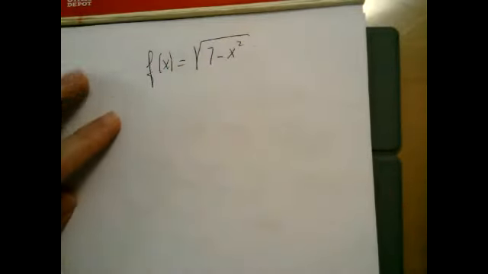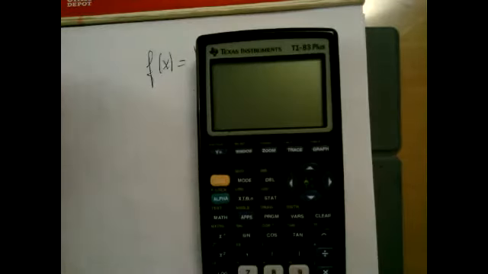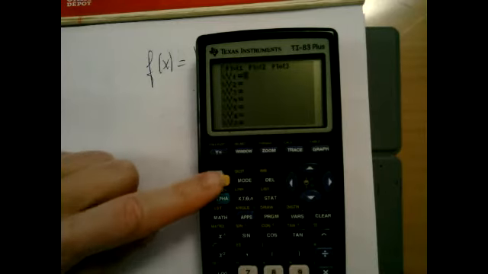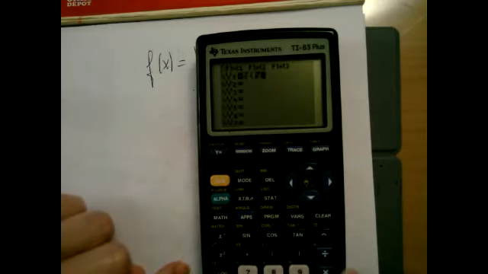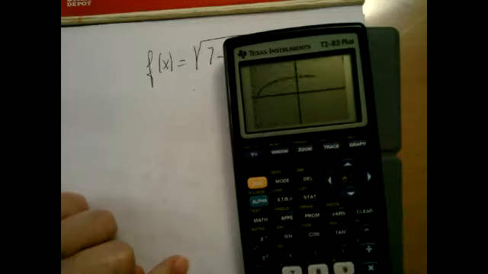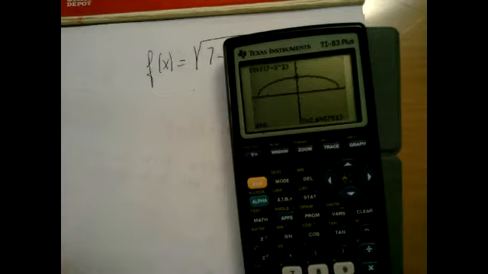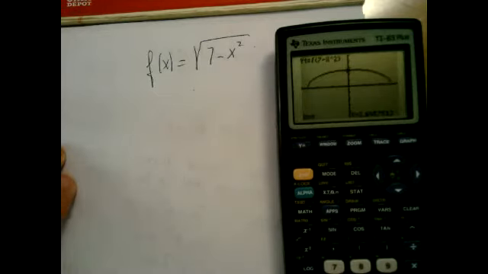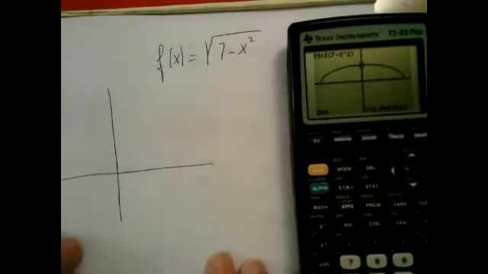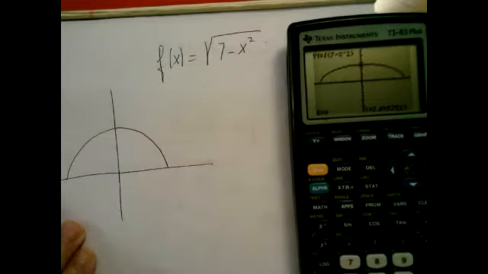So this is the square root of 7 minus x squared. I'm going to pick up my calculator and sketch it. So that's the one I use. I sketch it and try to see what I get. Okay, so trace it. We get almost a semicircle. Do you guys see the graph? That's what I'm getting. It's going to look something like that.